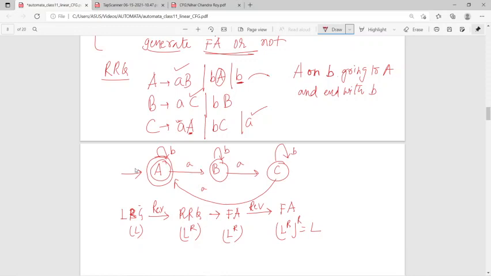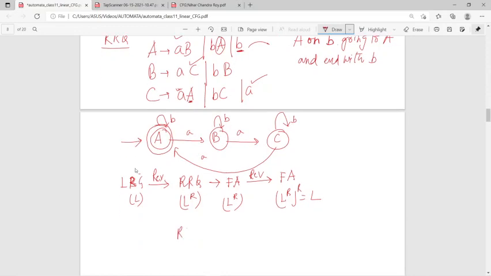That means if we have a regular grammar, then we can convert it easily into a finite automata, and if we have a finite automata, we can convert it into a regular grammar. That means you can say that both are equivalent in power, in power of recognition of language or generative. That is one of the things that we can see from that.